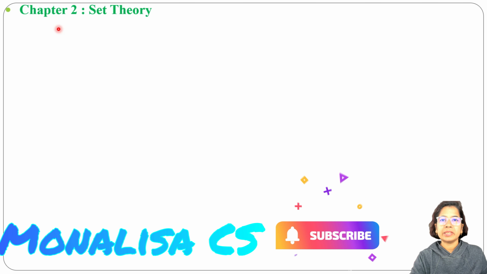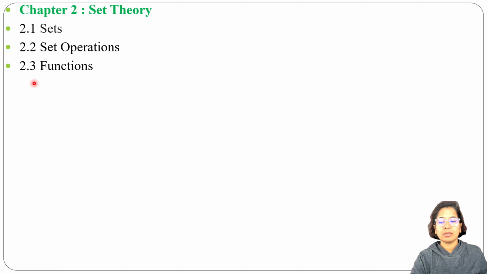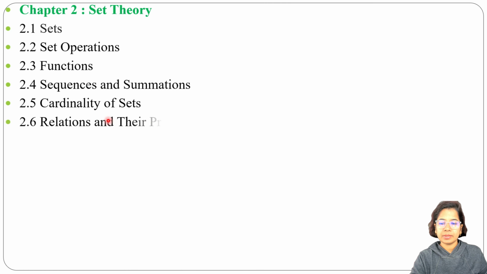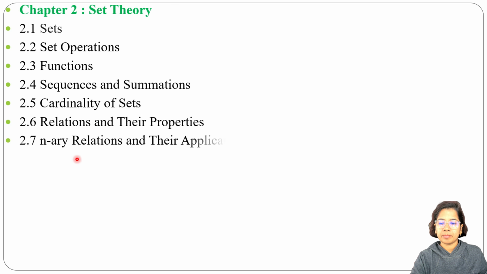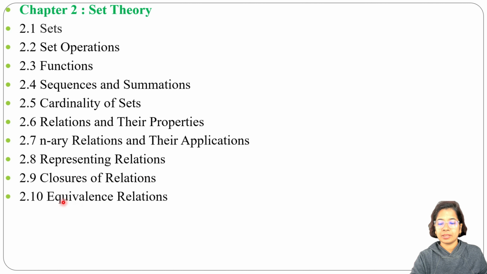In chapter 2 set theory, I already discussed sets, set operations, functions, sequences and summations, cardinality of sets, relations and their properties, n-ary relations and their applications, representing relations, closure of relations, equivalence relation and partial ordering. These all topics I already finished. Next I will discuss groups. That's the last topic of set theory. Before groups, I will discuss some basics of group theory.